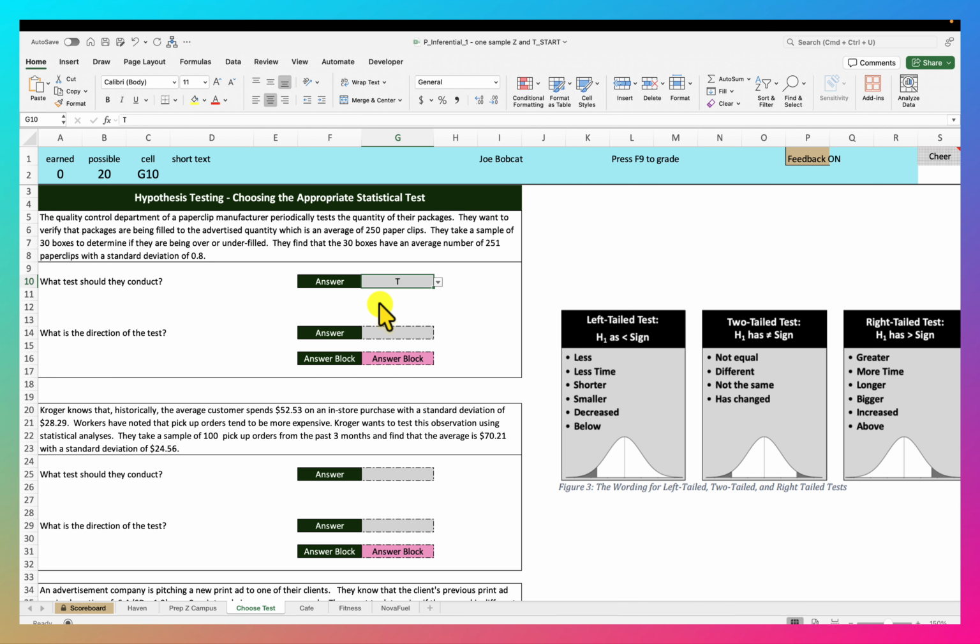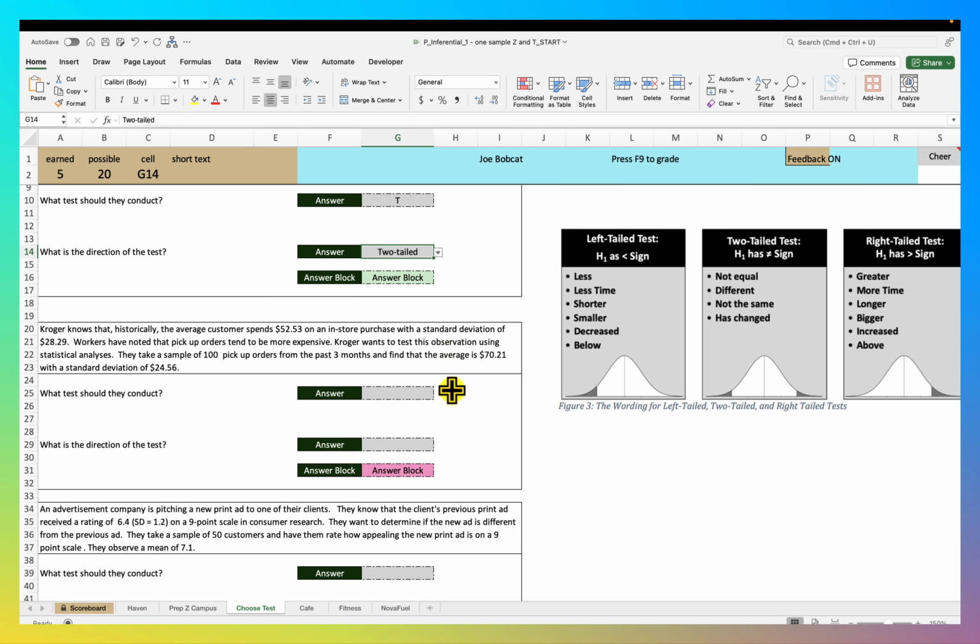You might be saying, well, wait a second, but they have the standard deviation. Well, they do, but that's of the sample. They do not have the standard deviation of the population. So the sample standard deviation is going to be a stand-in for the population one when we run the test, but that makes it a t-test. And the direction of the test is two-tailed, since we don't know which direction, over or underfilled.